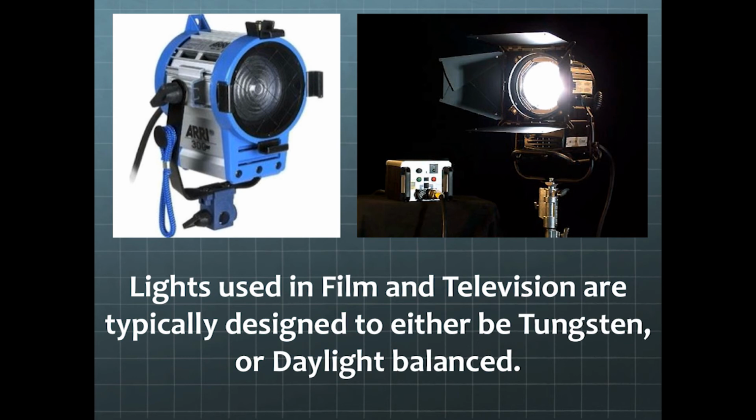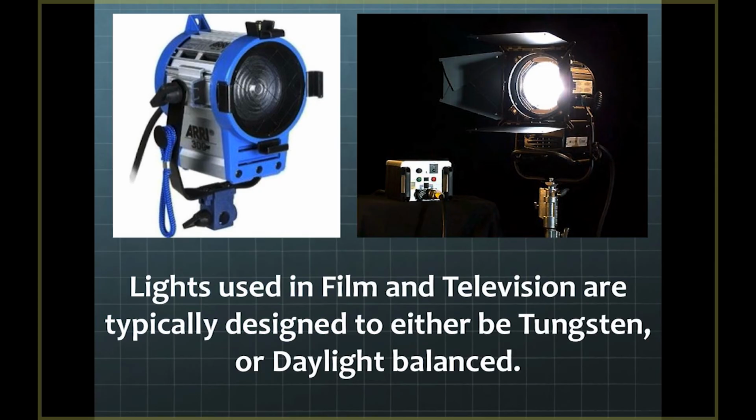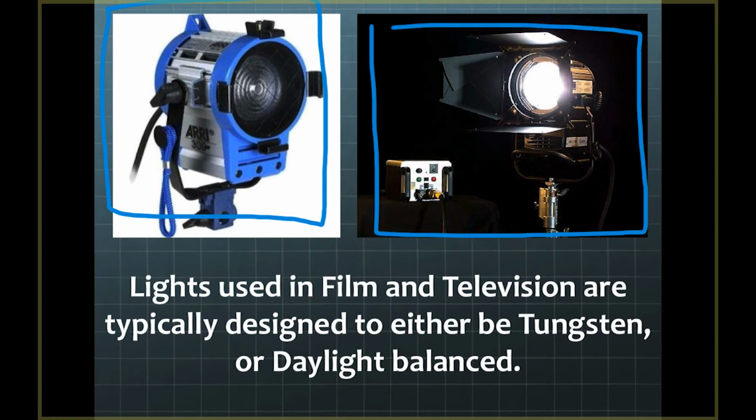Lights used in film and television are typically designed to be either tungsten or daylight balanced, as I said. This Arri light right here, a 300 watt Arri light, is a lower to mid-range power tungsten light, while this light here, which is called an HMI, I would guess is about a 400 HMI. And by the way, 400 HMI lights are actually much more powerful than the 300 watt tungsten, that's the nature of the beast, but we'll talk about that at a different time. But the HMIs are daylight balanced.